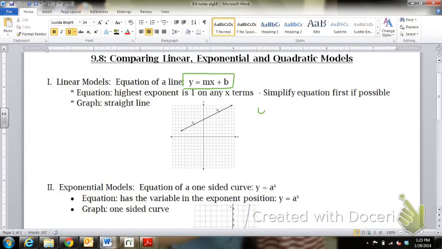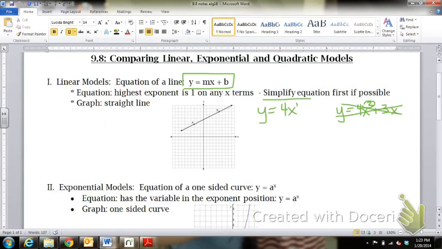So if I have an equation like 4x, that has a power of 1, that's my highest power, so this would be linear. If I had 4x squared plus 3x, the highest power is 2, so that is not linear. Okay, the highest power has to be 1. But there might be some tricks.